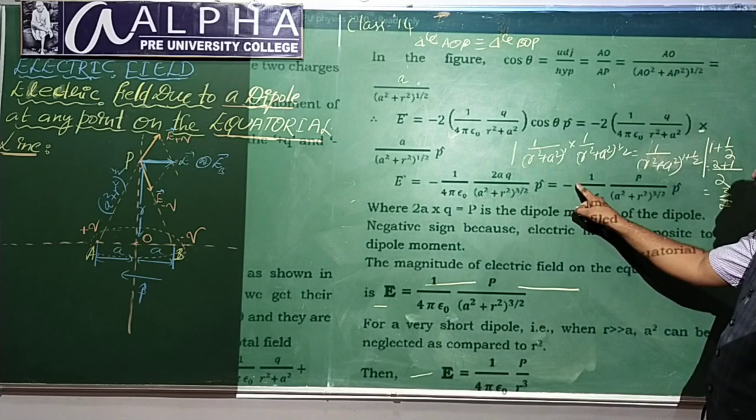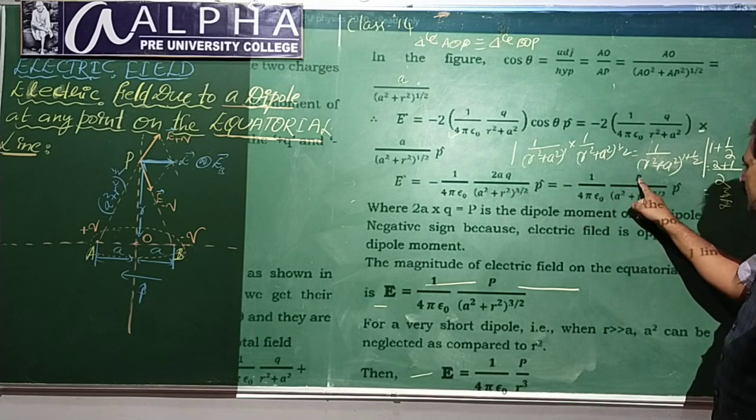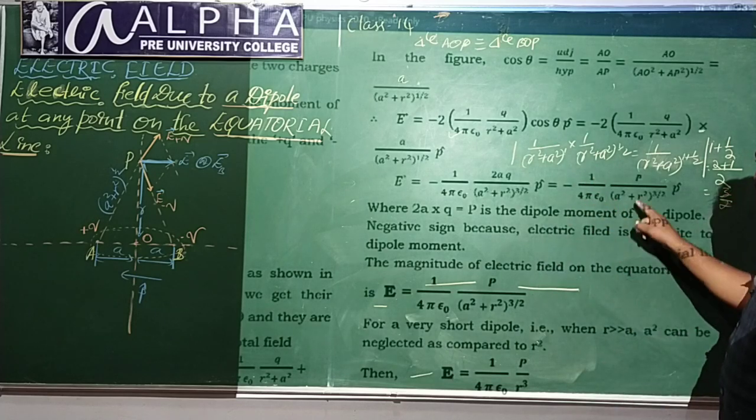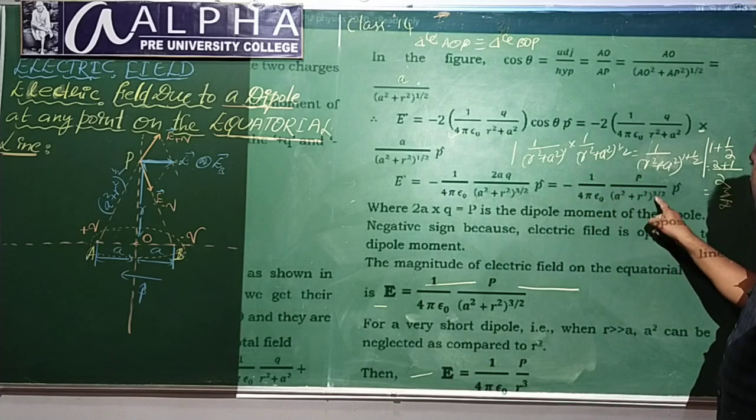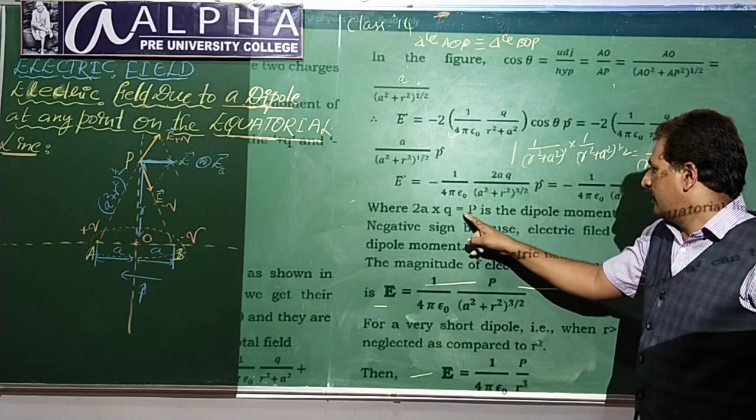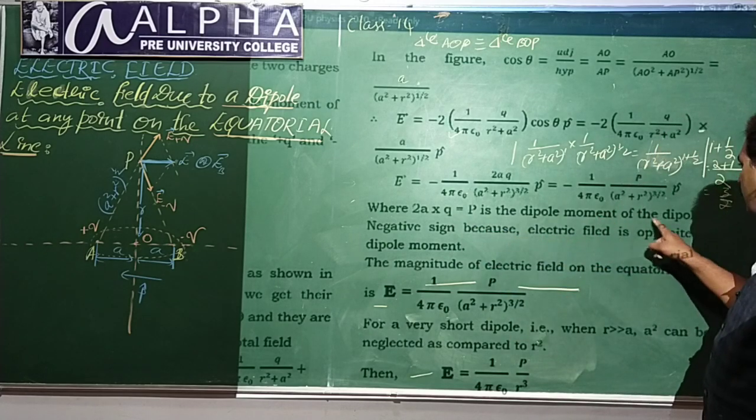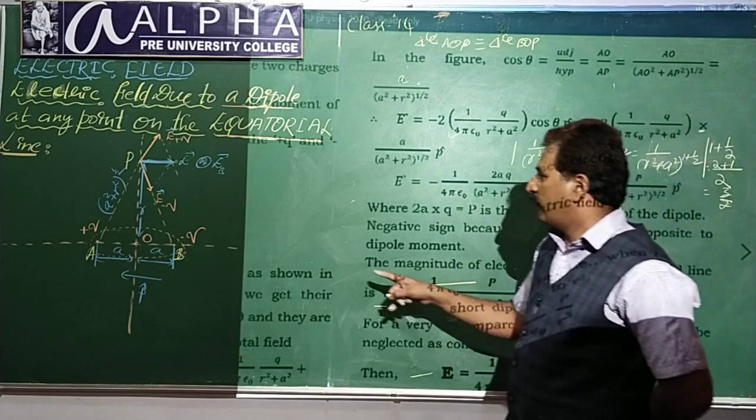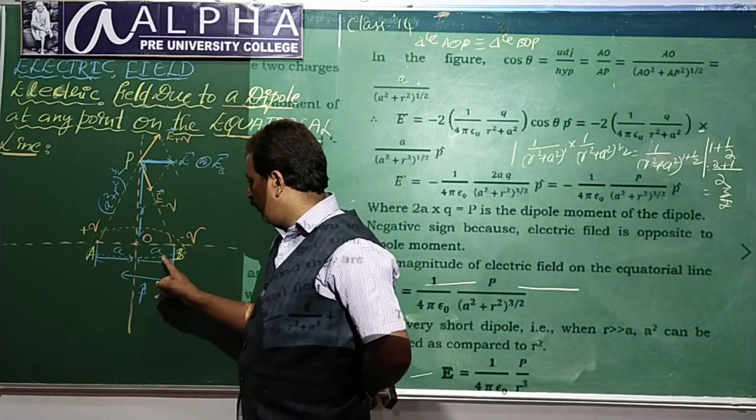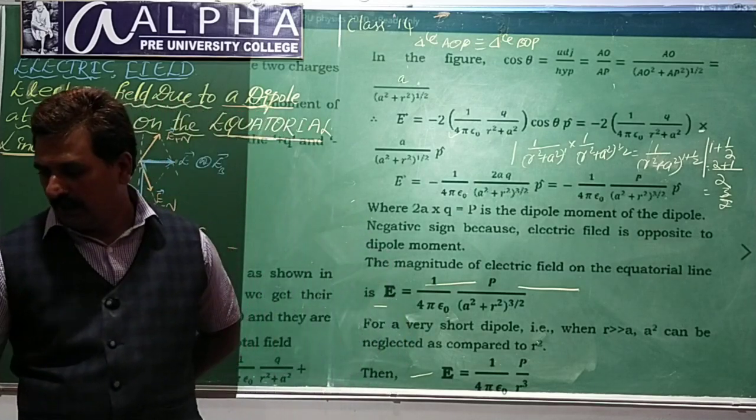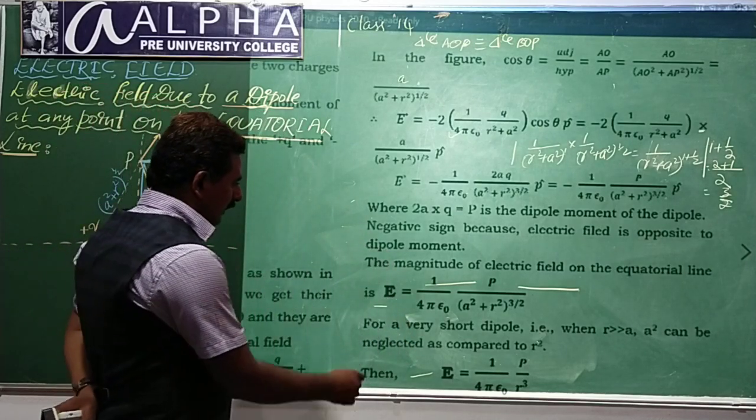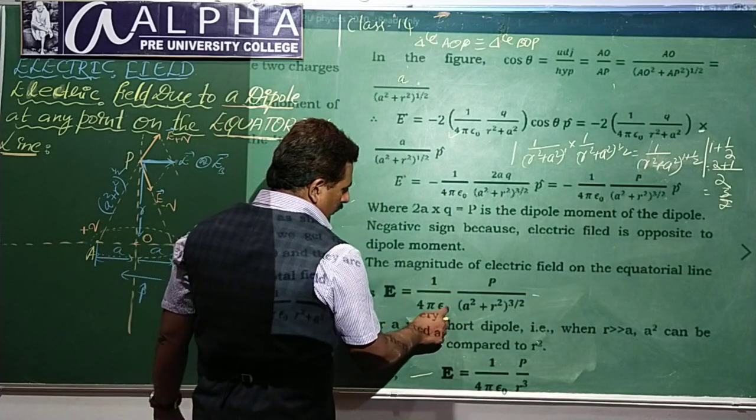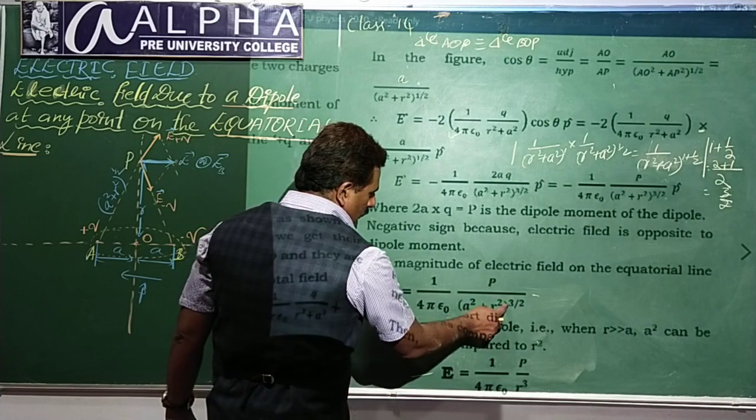So finally, minus 1 by 4 pi epsilon naught, p divided by, what is p? 2aq. What is 2aq? Dipole moment, as we initially wrote. Therefore p divided by (a square plus r square) raised to the power 3 by 2. Dipole moment 2aq p. Why the negative sign? Electric field is opposite to the dipole moment vector. That's what you have to remember, right students? Finally, the expression is minus 1 by 4 pi epsilon naught p by (a square plus r square) whole to the power 3 by 2.